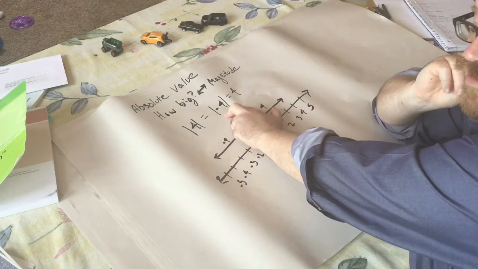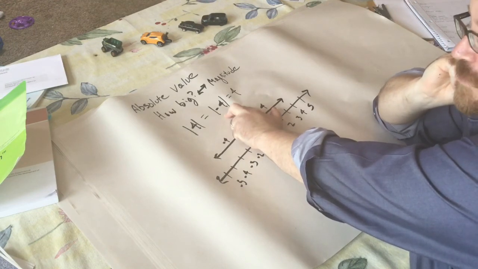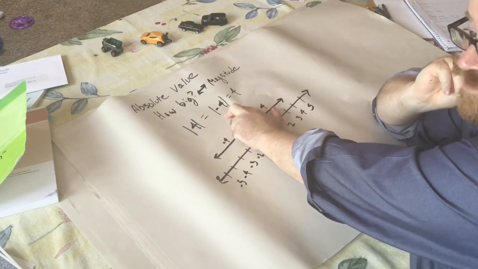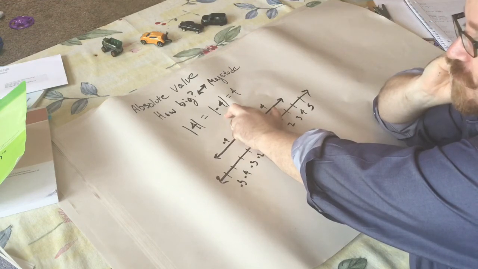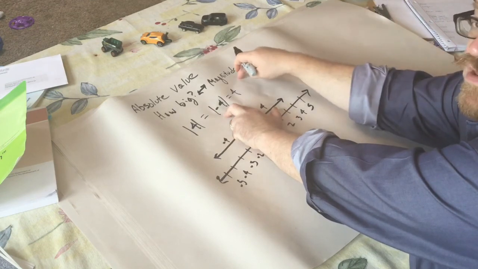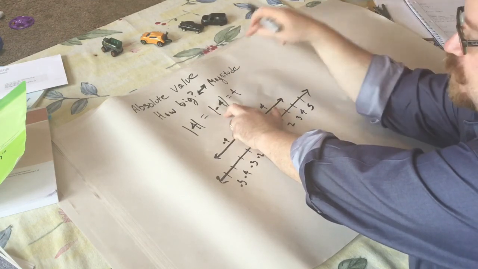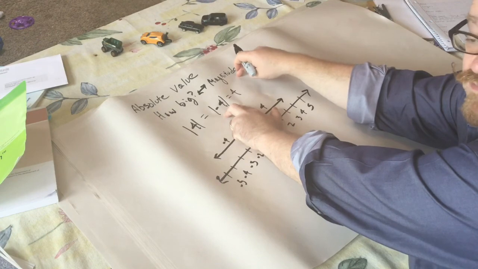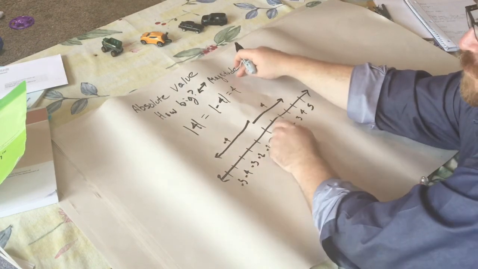But in many other areas, in mathematics or in physics or other sciences, they talk about the absolute value of a number or a quantity as being the magnitude of that number. And it's simply the size. How big is it? Not which direction, just how big.